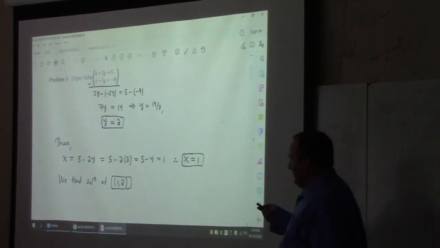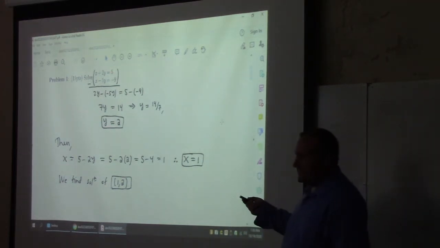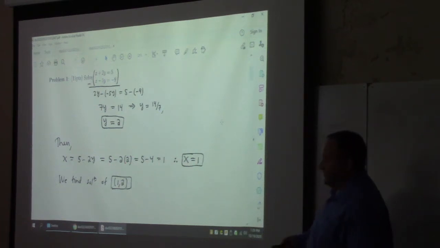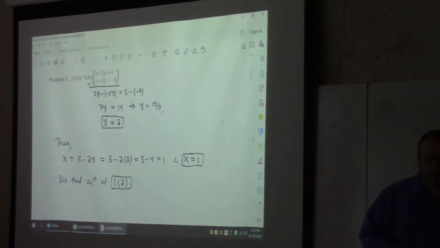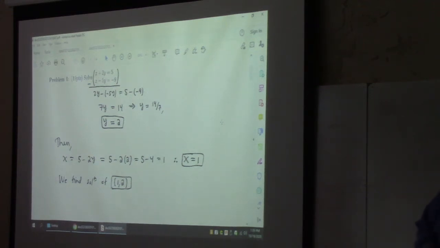And then I have to plug that back into either one of the equations. I plugged it back into the first one. I mean, x is going to be 5 minus 2y, right? And then, so 5 minus 2 times 2 is 5 minus 4, which is 1. I get x equals 1. So, any questions about this one? No?